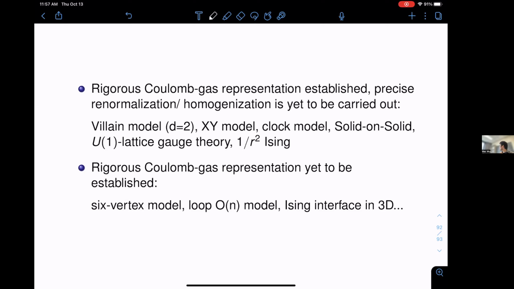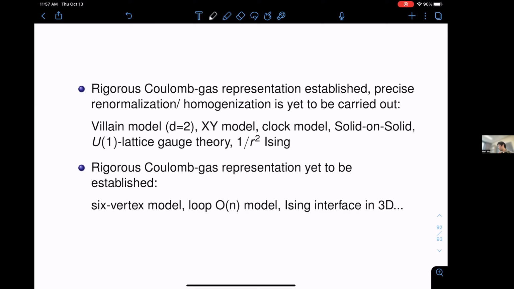If I make comments, we have this work for the Villain model in dimensions 3 and higher, right? So a very natural question to ask is what happens for the XY model in the same dimension? So you expect the same behavior. The argument doesn't proceed directly.